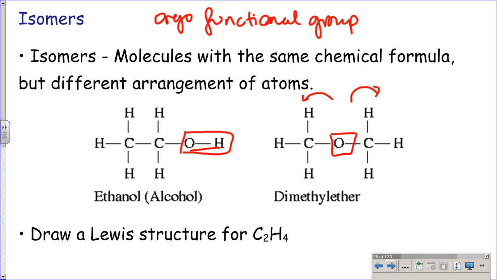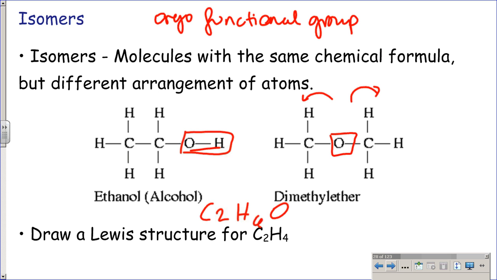Okay, so isomers are going to be the same exact chemical formula. So we have obviously C2, count up your H's, you should have 6 H's and 1 oxygen. That's the same formula for each of these, but we have a different arrangement of those atoms, so we have 2 totally different compounds, totally different.